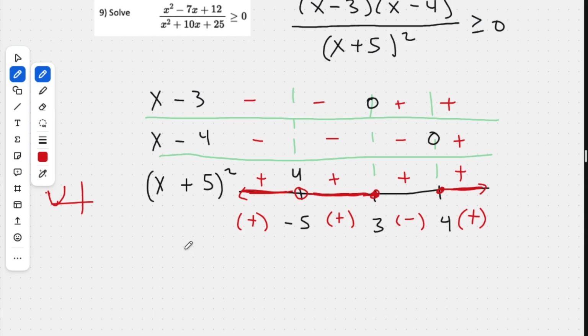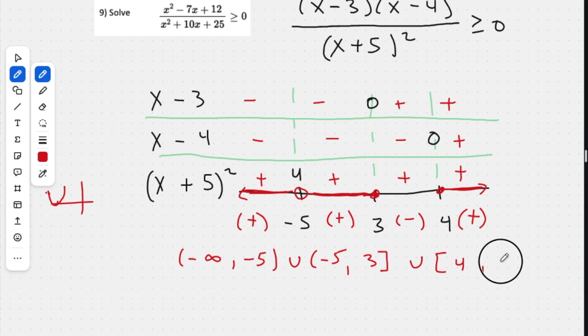So my interval notation for this one is going to go negative infinity up to negative 5. And then I'll pick back up with negative 5 again. I'm just excluding negative 5 itself. That's going to go up to 3. Oops, and that one should be a bracket. And then this one should also be a bracket for to infinity.